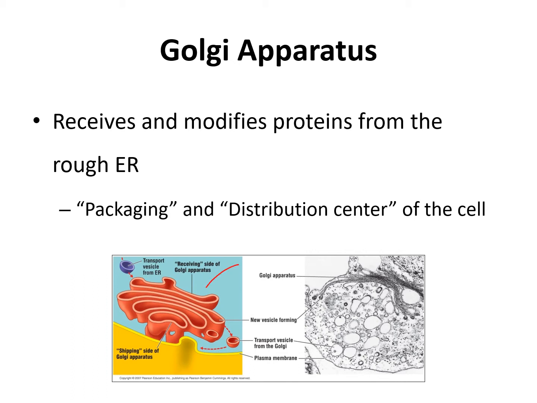So it would receive products from the ER here, process the products in the Golgi apparatus, and then package them into vesicles and deliver them to another part of the cell.